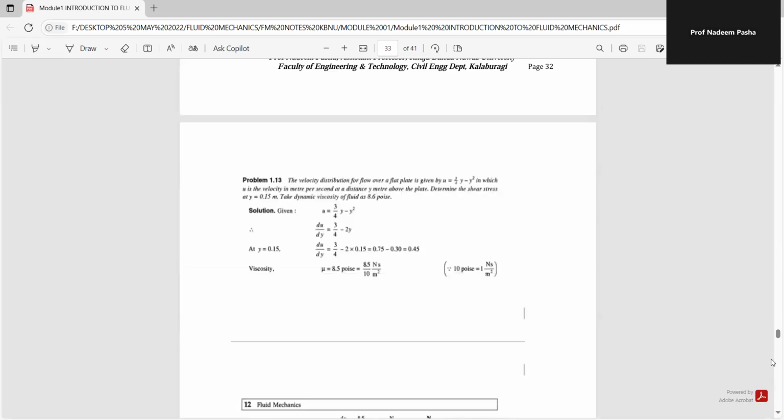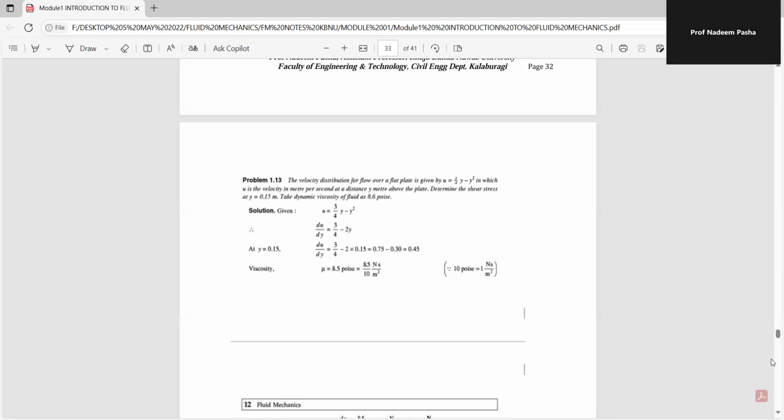Now we will solve one more problem in which the velocity distribution for a flow over a flat plate is given by u is equal to 3 by 4 y minus y square, in which u is the velocity in meter per second at a distance y apart. You need to calculate the shear stress at y equal to 0.15 meter, taking dynamic viscosity of fluid as 8.6 poise. First, you need to differentiate this equation.